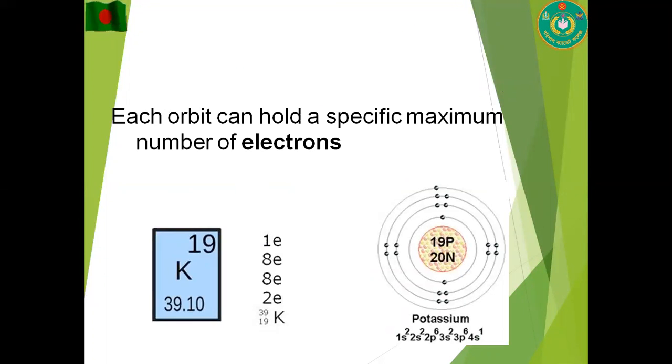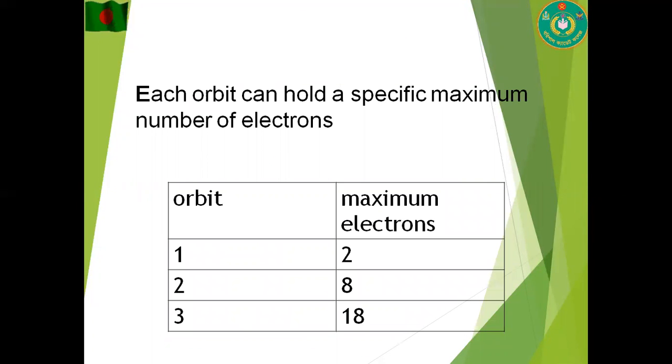Here, each orbit can bear a maximum number of electrons. If it is the first orbit, 2; if it is the second, 8. In this way, electrons are revolving around the nucleus. First orbit 2 electrons, second orbit 8 electrons, third orbit 18 electrons.